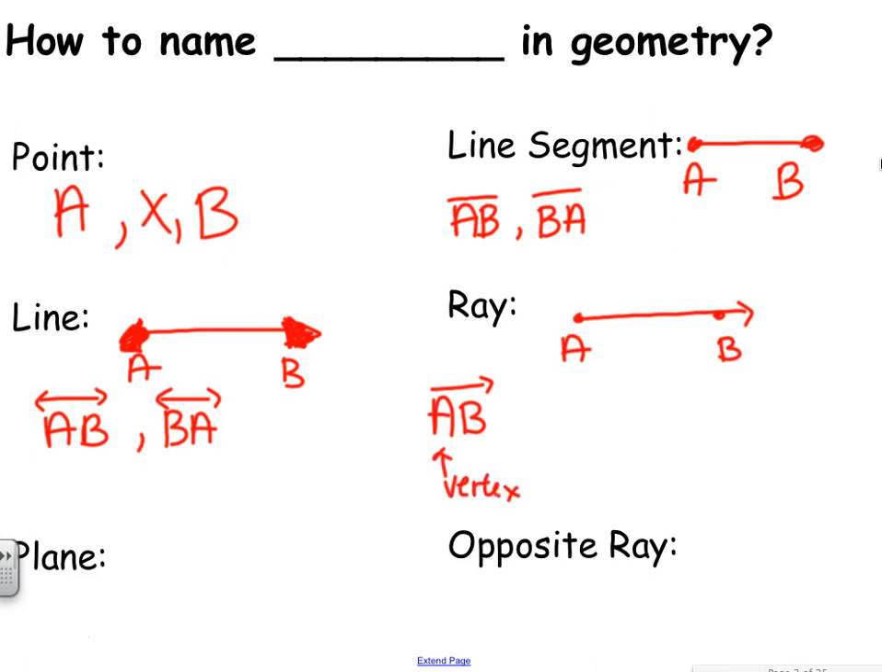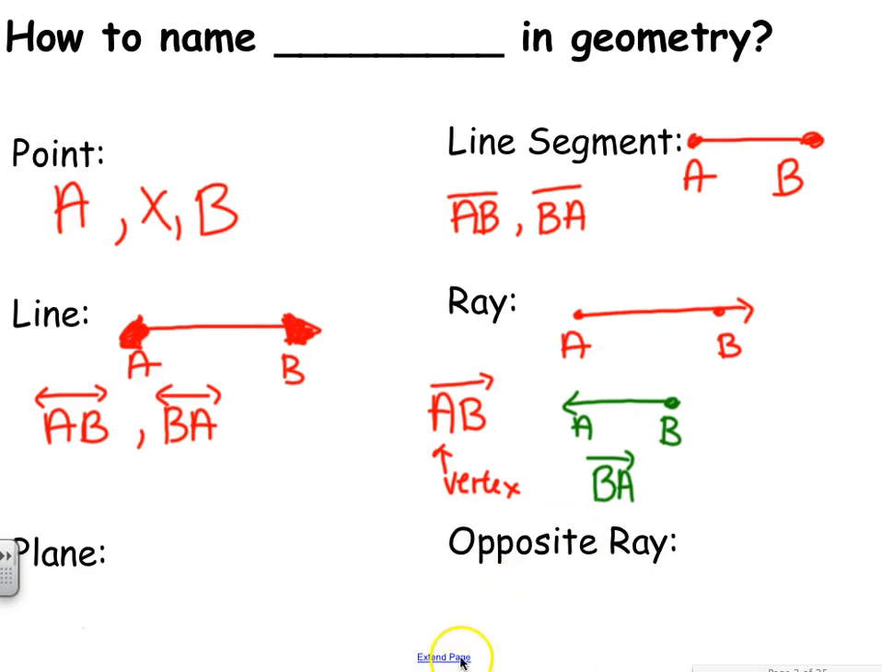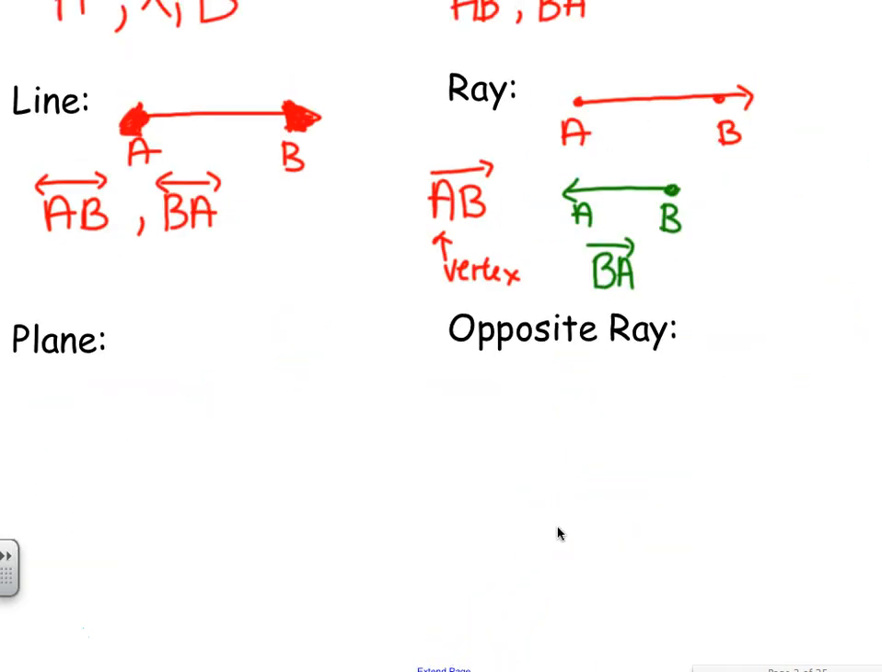If I had a ray that looked like this, for example, you would still start with B because that's your vertex, and then it went to A with an arrow mark. So they kind of flip it around so that the arrow always goes left to right when you name it. A plane. I'm going to skip that one and go to opposite ray actually.